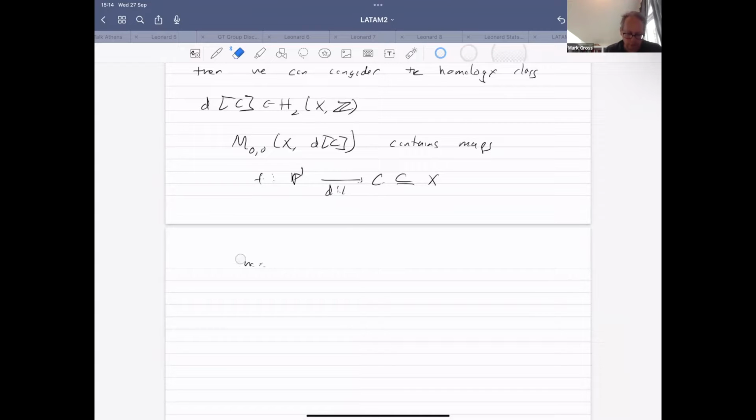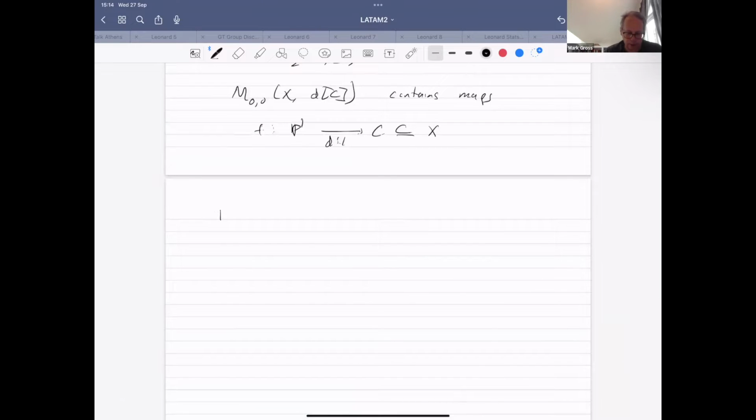There is a 2d minus 2 dimensional family of d-fold covers. That's an easy calculation to do. I'll leave that out, but it's a good exercise to compute that dimension.